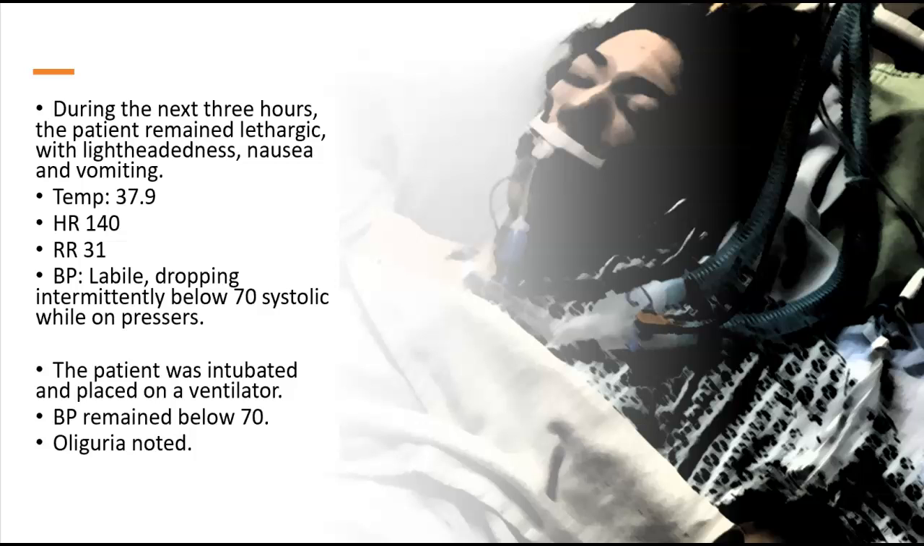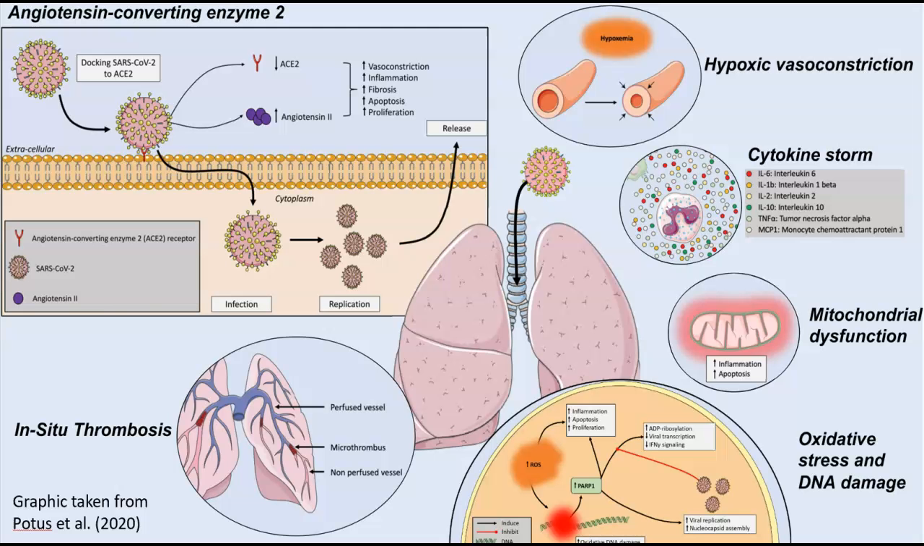So the patient required intubation 3 hours after admission to the ER because they weren't able to maintain a blood pressure in spite of the use of pressors. You can see that her heart rate increased from 103 to 140, and her blood pressure is unstable, dropping below 70 systolic. So we're going to step back from the case study for a little bit and do a little review about the coronavirus.